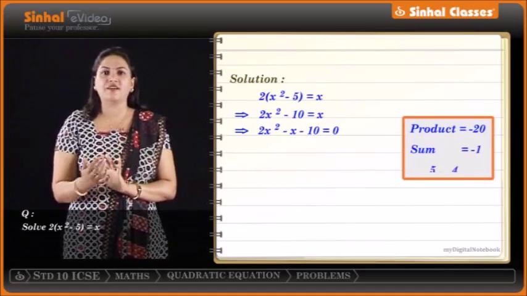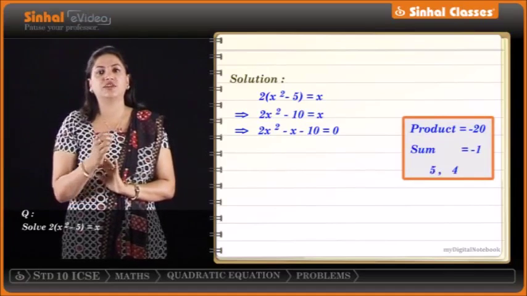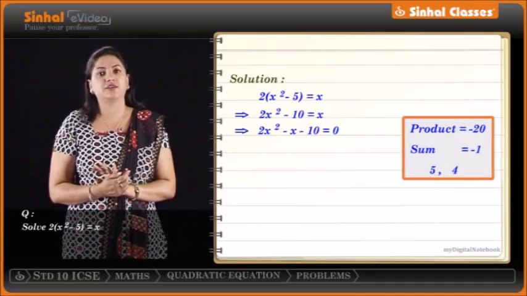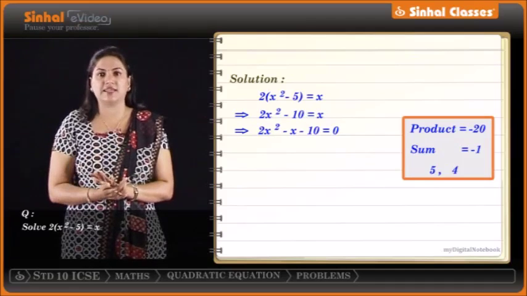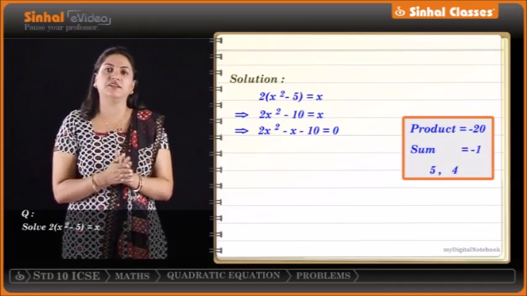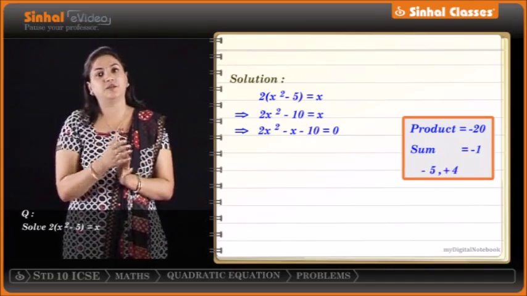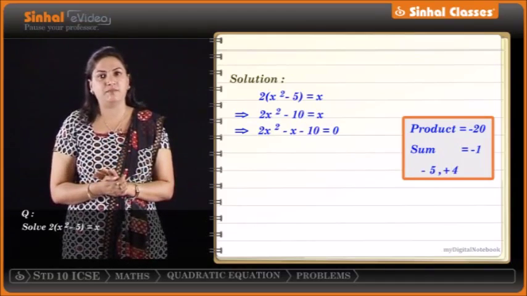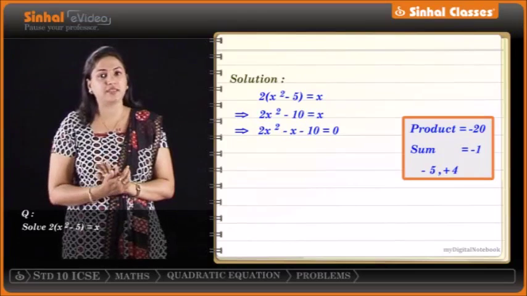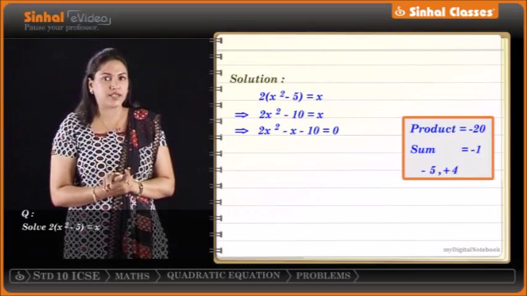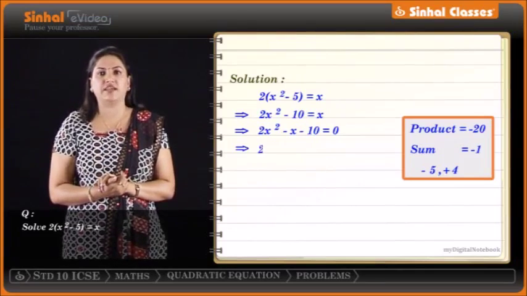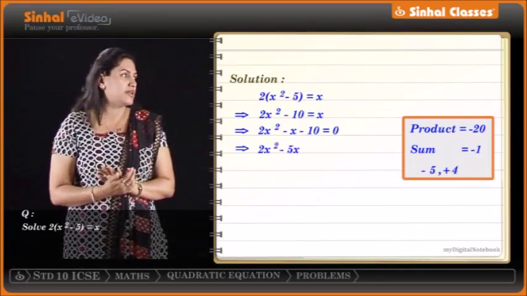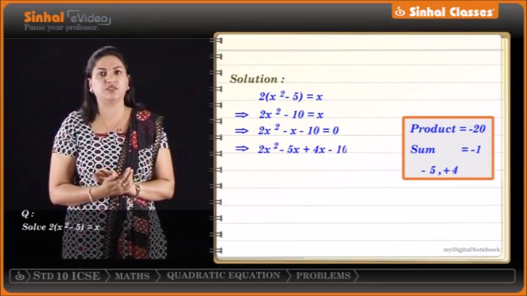We know 5 fours is 20. Now which should take the negative sign? Because we have minus x in the center, the larger number will take negative sign. We will put minus 5 and plus 4. So we write this equation as 2x square minus 5x plus 4x minus 10 is equal to 0.